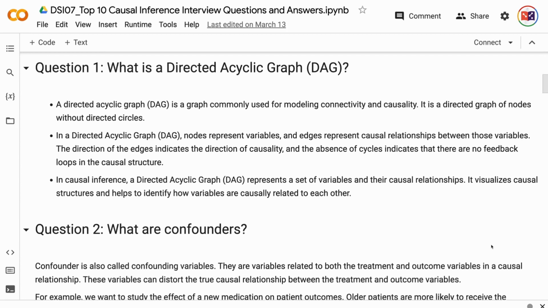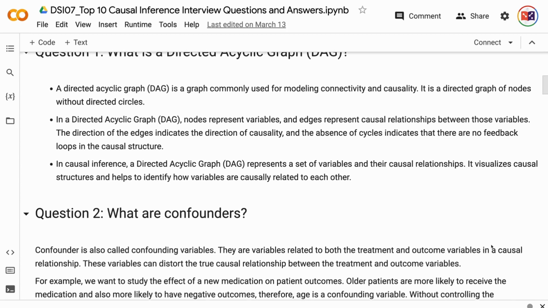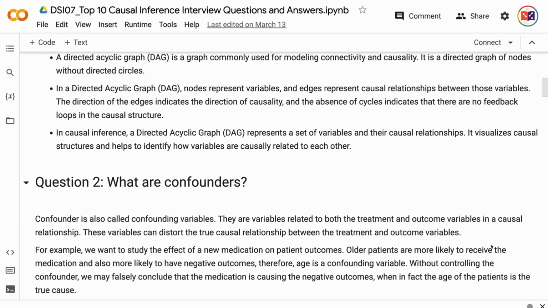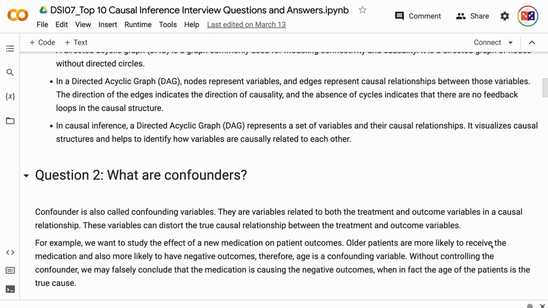In causal inference, a directed acyclic graph represents a set of variables and their causal relationships. It visualizes causal structures and helps to identify how variables are causally related to each other.